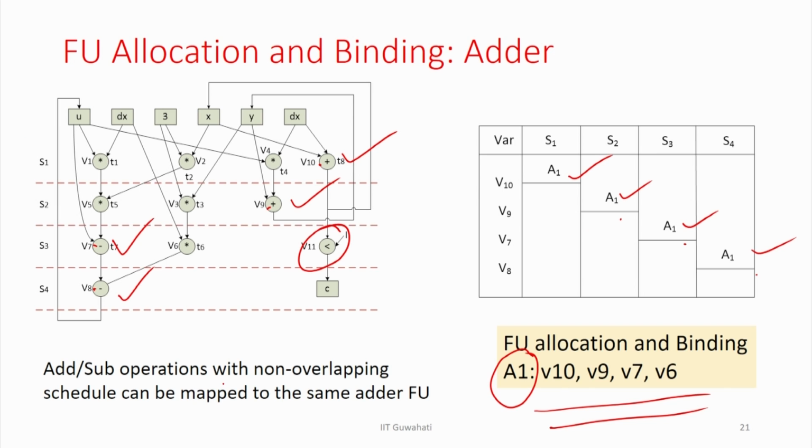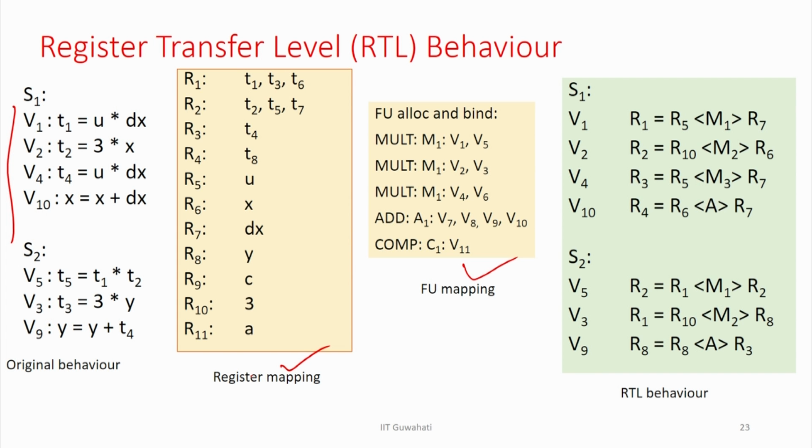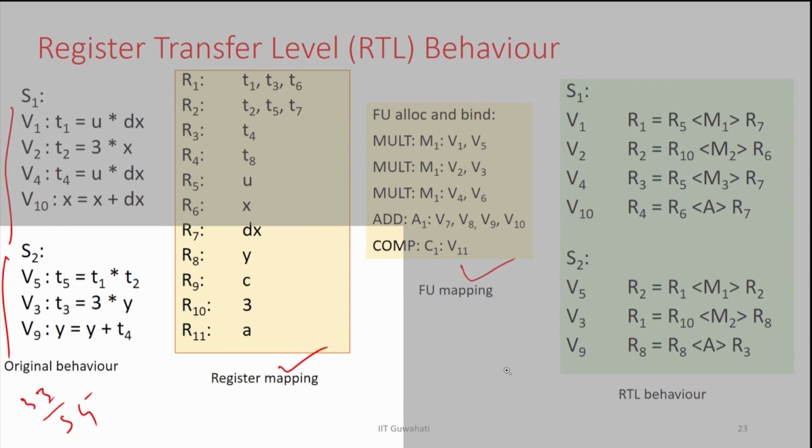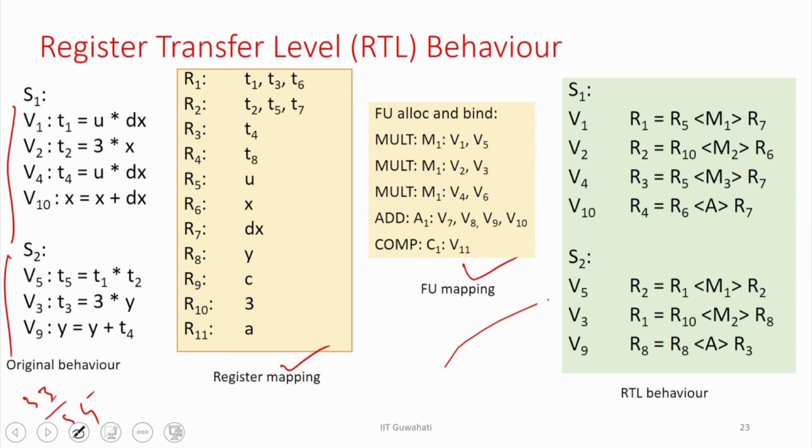If you just see here, I have done V1, V2, V4 and V10. In S2 I have done V5, V3 and V9. Similarly, in S3 I have done these 3 operations, and in S4 this. So, I have 4 operations in S1, 3 operations in S2, 3 operations in S3, and 1 operation in S4. And now I have this register mapping information and this function unit mapping information, and now I can actually represent this high level behavior using register transfer level behavior.